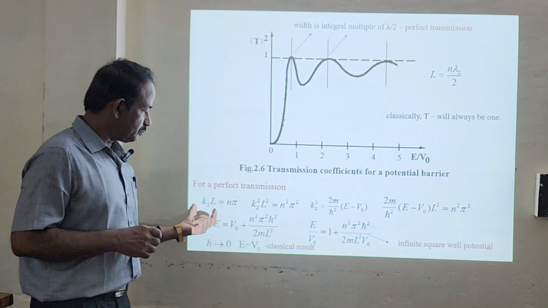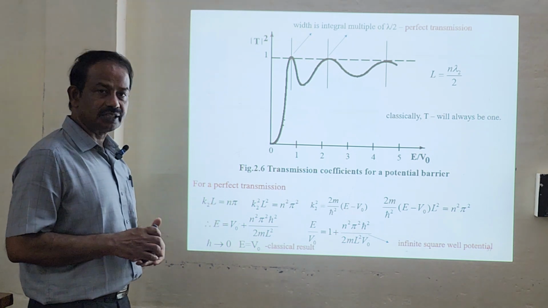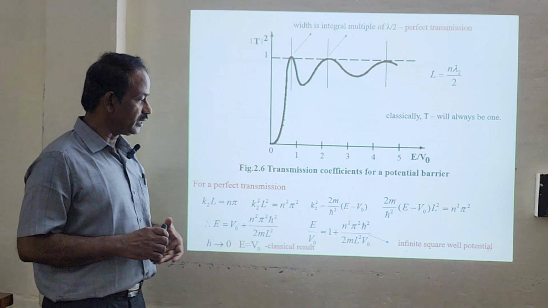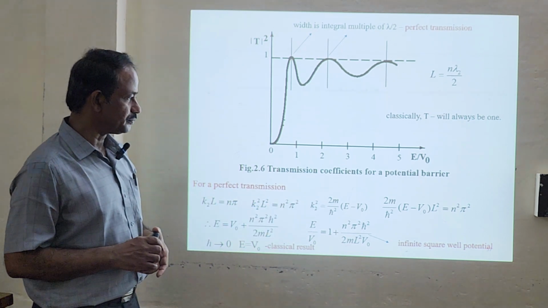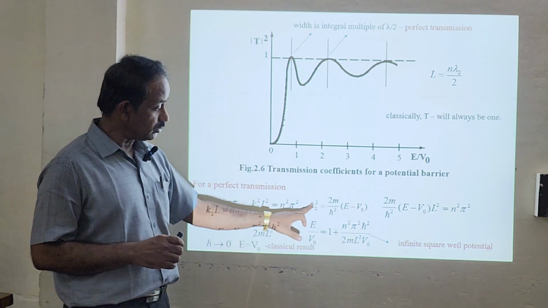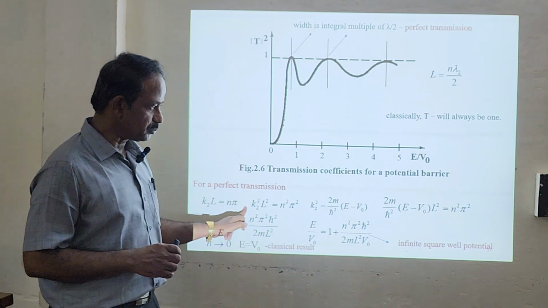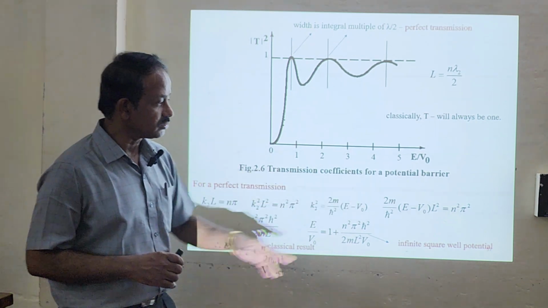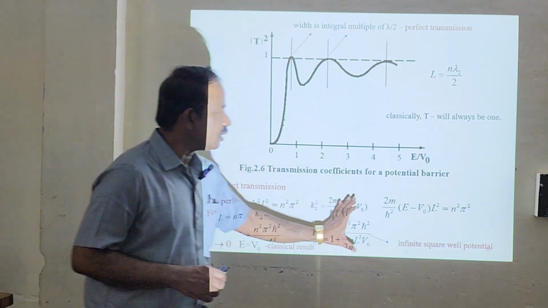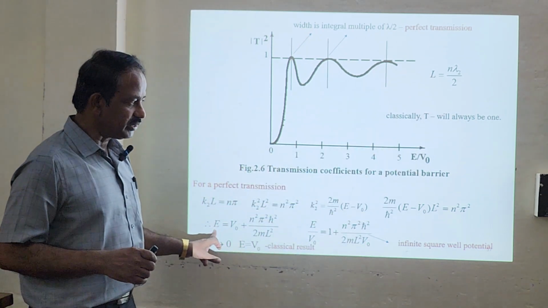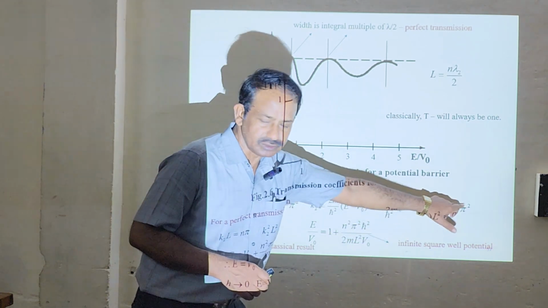Okay. So for perfect transmission we have K2 L equals n pi. Squaring on both sides, that will give you K2 squared L squared equal to n squared pi squared. We know already K2 squared equals 2m by h bar squared (E minus V0). So substituting this expression, you have 2m by h bar squared (E minus V0) L squared equals n squared pi squared. You bring all the terms to that side, so you will have E minus V0 equal to, you bring 2m by h bar squared L squared to the right hand side.